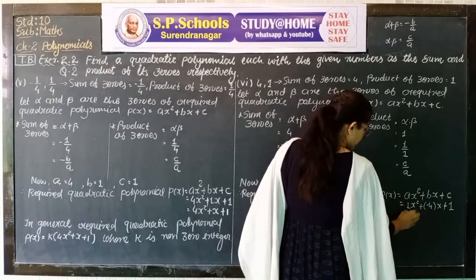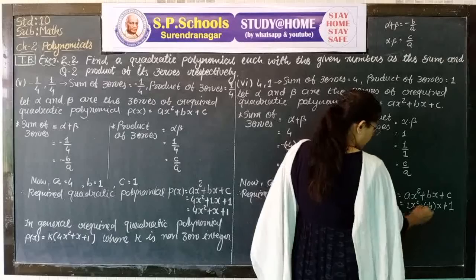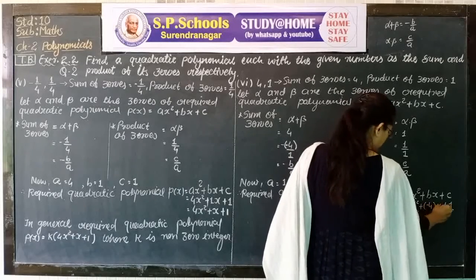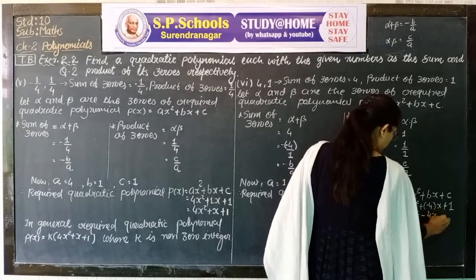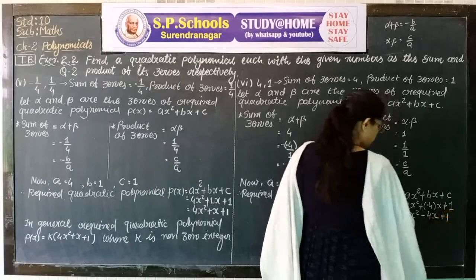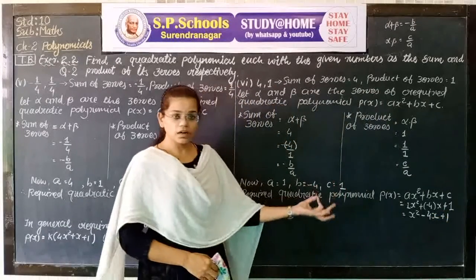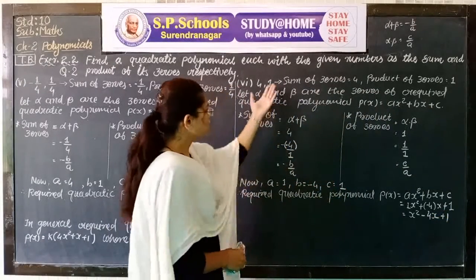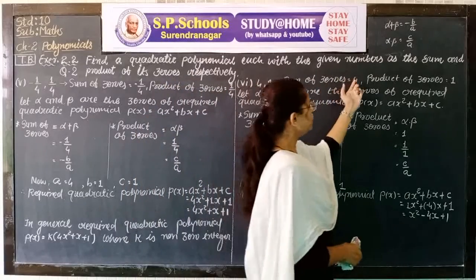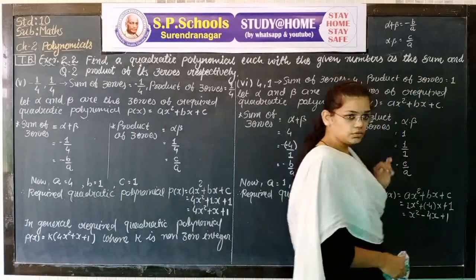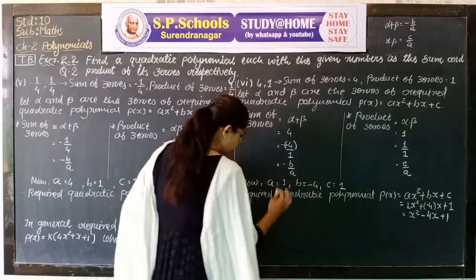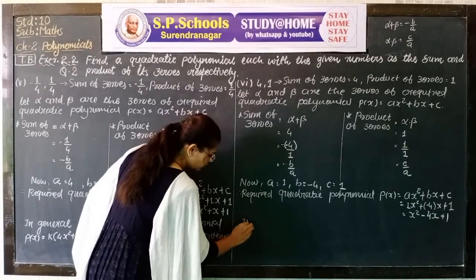1 multiply x square gives x square, plus minus minus 4 multiply x is minus 4x and plus 1. It is one polynomial whose sum of zeros is equal to 4 and the product of zeros is equal to 1. In general, lots of polynomials are obtained.